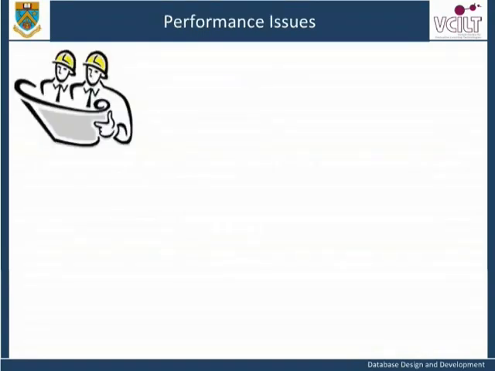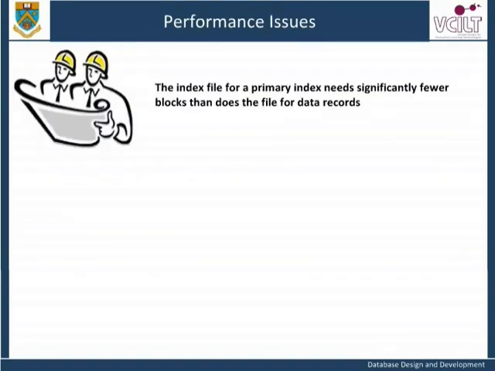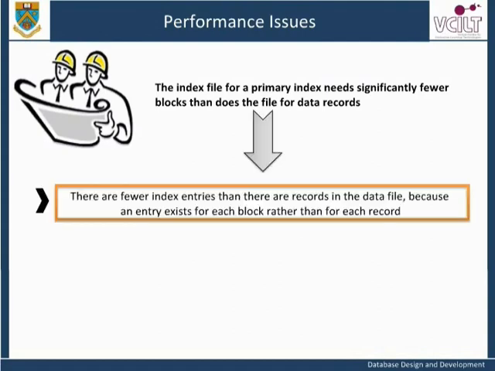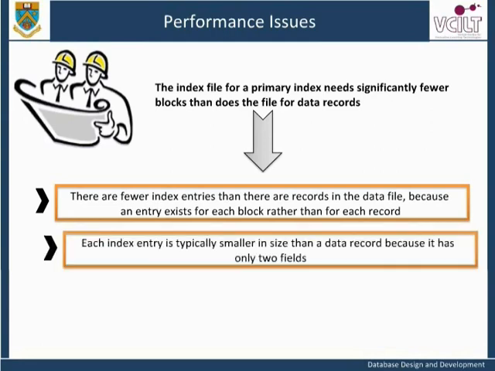Performance issues. The index file for a primary index needs significantly fewer blocks than does the file for data records for the following two reasons. There are fewer index entries than there are records in the data file because an entry exists for each block rather than for each record. Each index entry is typically smaller in size than a data record because it has only two fields. Consequently, more index entries can fit into one block. A binary search on the index file, hence, requires fewer block accesses than a binary search on the data file.